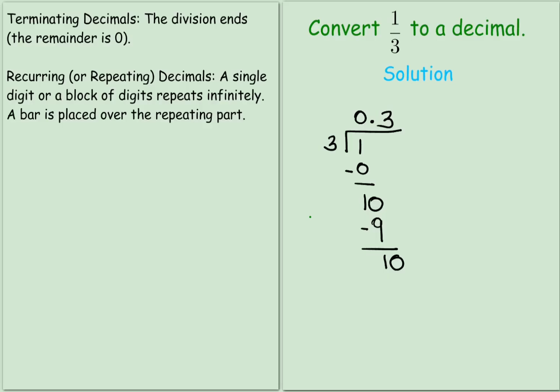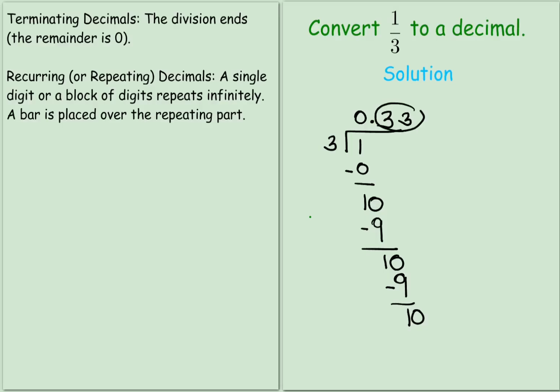Because of this decimal point, we are allowed to introduce another 0. And you realize that it will be going over and over. 3 into 10, 3 times again. 3 times 3 gives us a 9. If you subtract, you have a remainder of 1. This decimal point allows us to introduce another 0, and it goes on and on. You see, so there is no need continuing.